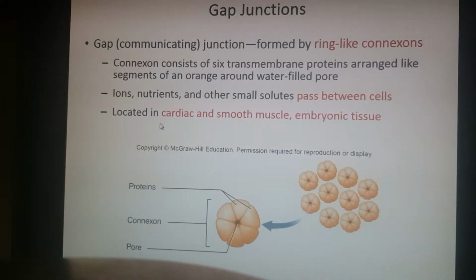So I'm going a little bit into our gap junction. So multiple proteins make up a ring or channel in between the two cells. So here in this little hole, small solutes as well as other nutrients or ions can easily pass between the two cells. This type of junction is found in cardiac and smooth muscle as well as your embryonic tissue, allowing for these to work and function better because you're easily able to pass things through just that little hole junction in between the cells.